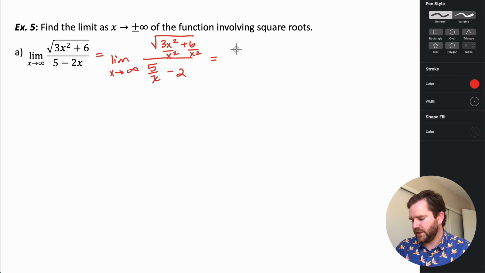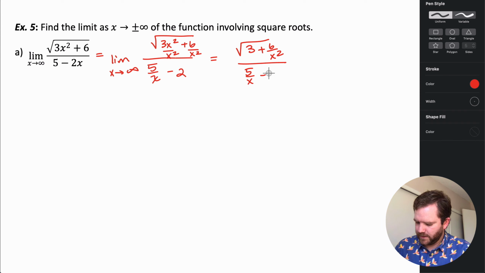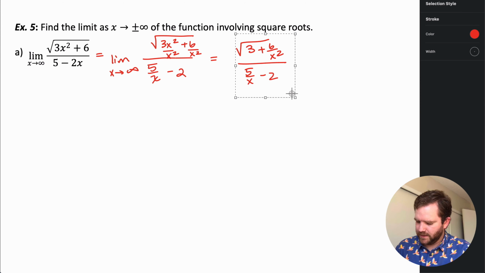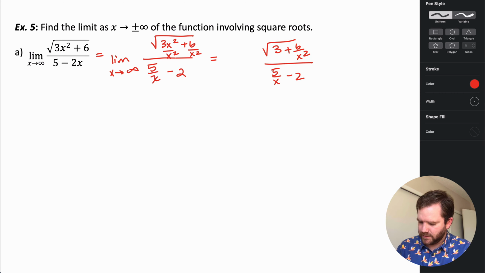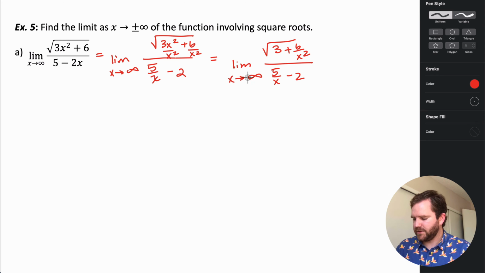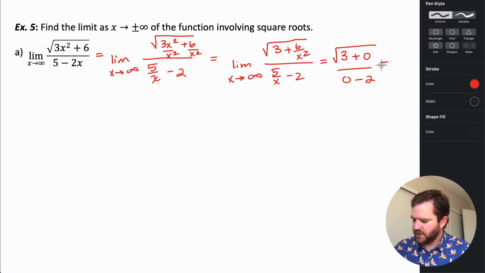So this is going to actually end up being the square root of 3 plus 6 over x squared all over 5 over x minus 2, and evaluate this limit. Sorry guys, getting lazy with my limits here. So now when I plug in my infinity, what happens? Well, this stays 3. 6 divided by infinity is going to be 0. And then 5 divided by infinity is going to be 0. And then that stays as negative 2. So this whole thing ends up being the square root of 3 over negative 2.